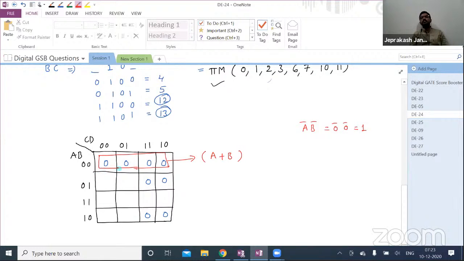But here you're considering maxterms. When you substitute the values, you should get output as 0. 0 plus 0 is 0, right? So that's why here we consider the complement version. Just remember, regarding minterm notation, you will follow exactly the opposite convention for maxterms. Here both the values A and B are zeros, so the normal form A plus B.